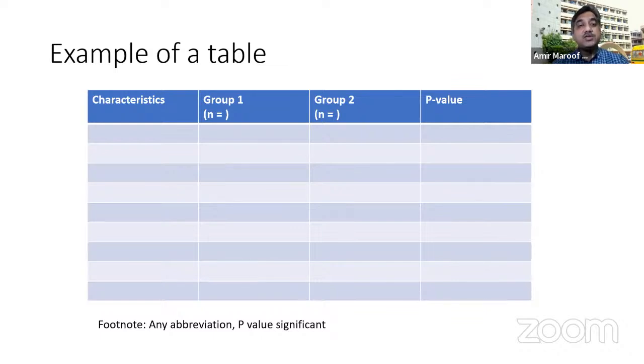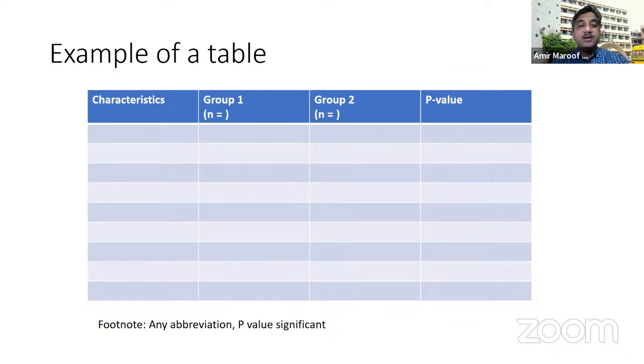It should not just say that this table compares group 1 and group 2. No, it has to mention that this is showing a comparison between the VAS scores, the visual analog scores, of patients aged 15 to 40 or 50 years, and those who were operated by this technique and operated by another technique. So all these things have to be mentioned in the title.